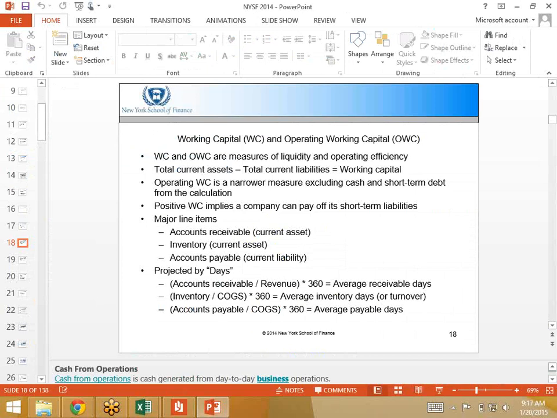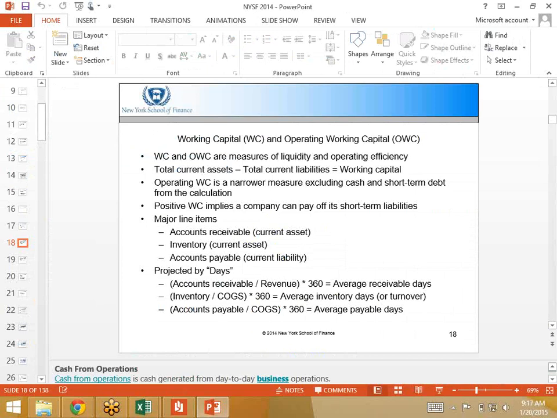Accounts receivable is related to revenue. How much of your revenue do your customers owe you? Inventory is related to cost of goods sold. It's related to what you're selling. Accounts payable is related to cost of goods sold, the cost of the products, the manufacturing costs of the products. Accrued expenses are expenses that you owe that are related to operations.